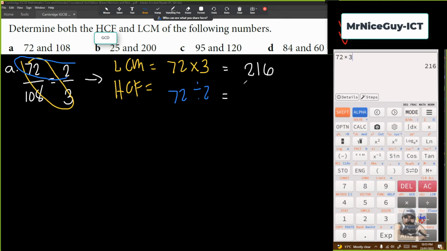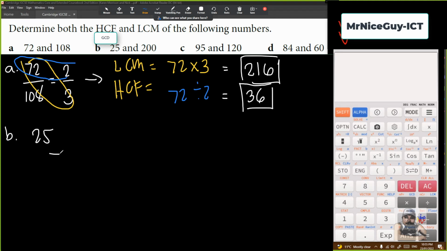So 216 in this question is your lowest common multiple, while 72 divided by 2 will give you 36. That is your GCD. That's how easy it is. It's just a matter of cross multiplication with the lowest form, and you will get the answer. So that's question number 1. Let's try to do number 2 and see what we can have here as well.